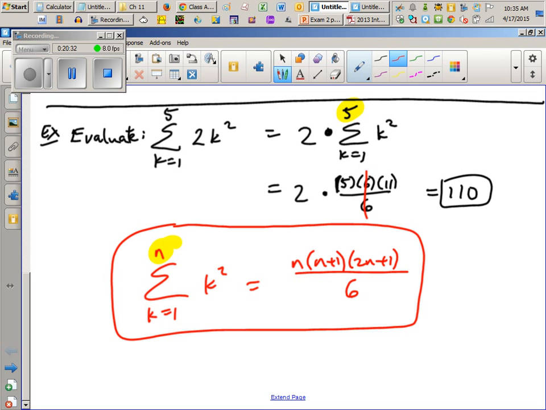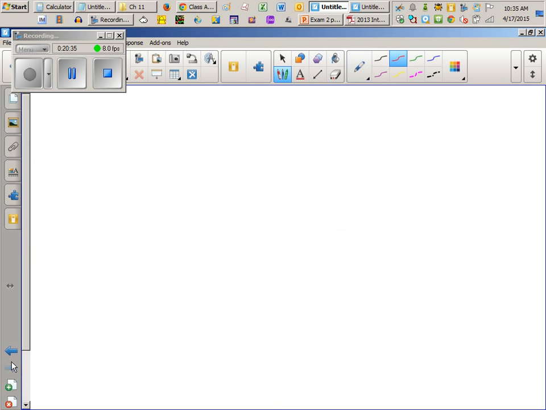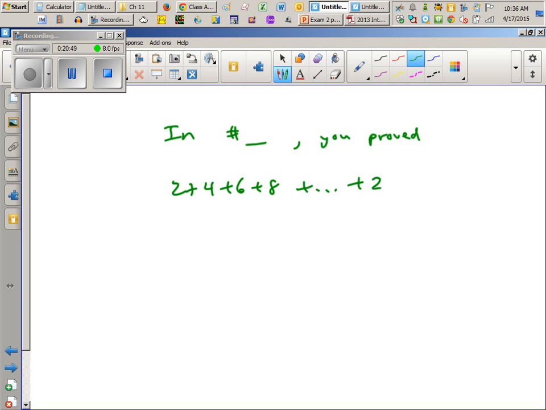Okay, let's go to another something you did in your notes. In your homework I mean, maybe you can tell me which problem it was, I can't remember. You proved that 2 plus 4 plus 6 plus 8 plus blah blah blah plus 2n equals n times n plus 1. Does this problem look familiar to you? You should have tried to prove it. Which problem was that? Was it the first one? Oh, okay. Thank you.